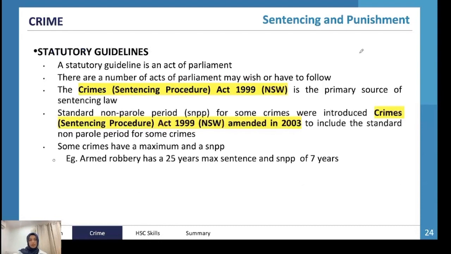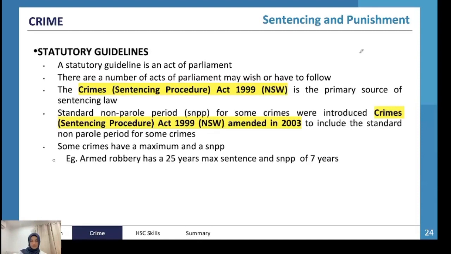Moving on to statutory guidelines. A statutory guideline is an act of parliament. There are a number of acts of parliament which you may wish to or have to follow. The Crimes Sentencing Procedure Act of 1999 is the primary source of sentencing law. Again, these pieces of legislation are quite essential to keep in mind, and I would definitely put them in your notes because they will be really helpful to talk about in, for example, a crime essay. So the standard non-parole period for some crimes was introduced in that legislation, which was amended in 2003 to include the standard non-parole period for some crimes.